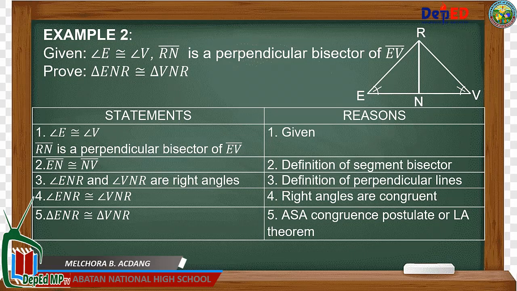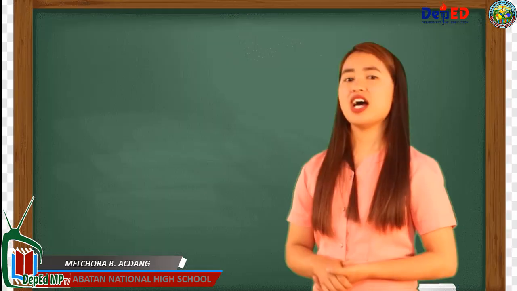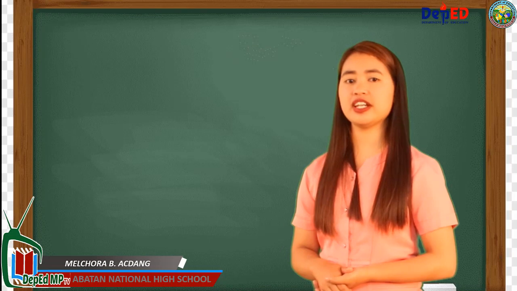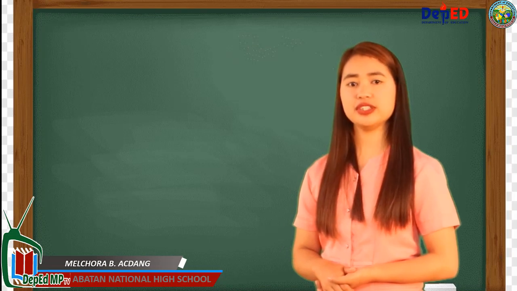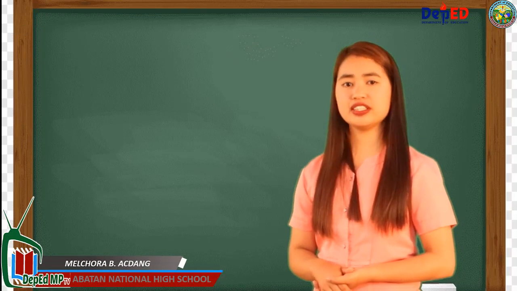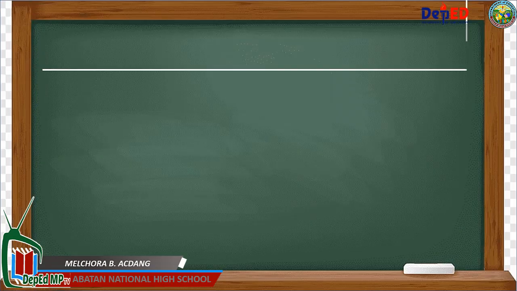And number 5. Triangle ENR is congruent to triangle VNR. The reason for that statement is angle-side-angle congruence postulate or leg acute angle theorem. After learning how to prove that triangles are congruent using the two-column method, it's now your turn to do it.